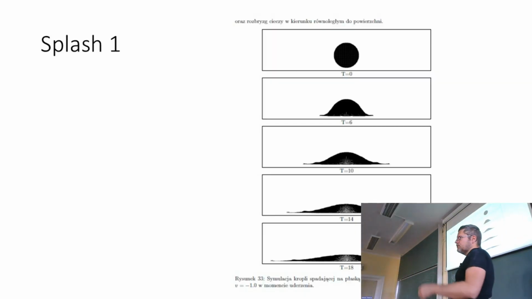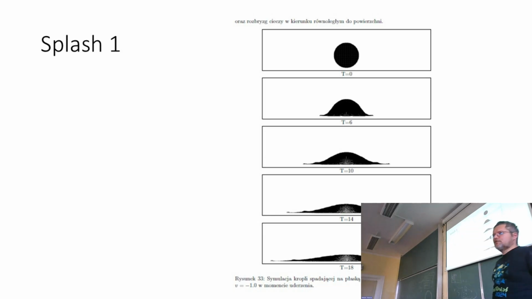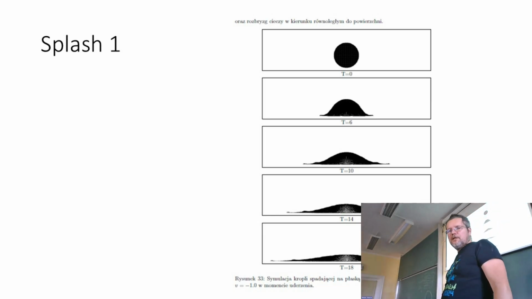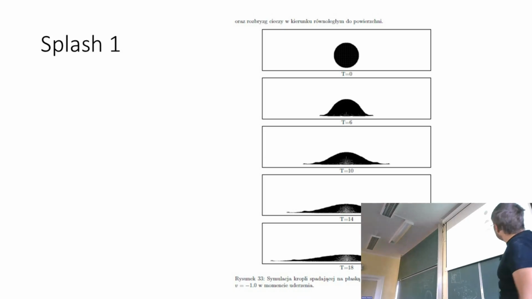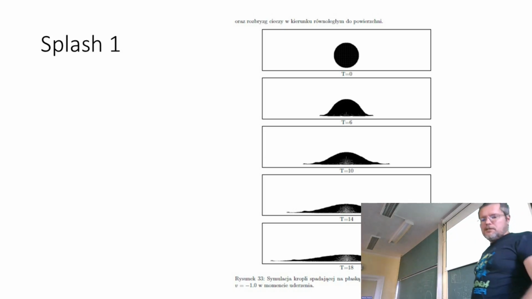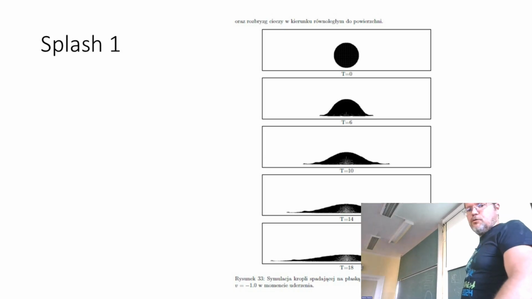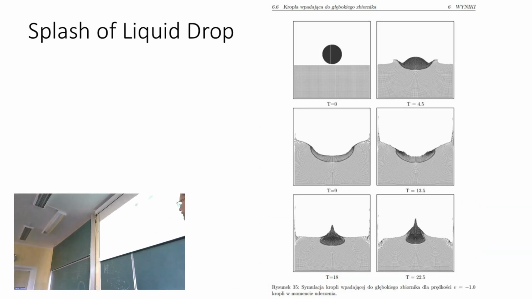I also did splashing because I wanted to do splashes of droplets at those times. And I did the splash of a droplet on a flat surface. These are results. Now you can compare to David Potter's book, because that's pretty much what I wanted to achieve: the splash of a liquid drop.